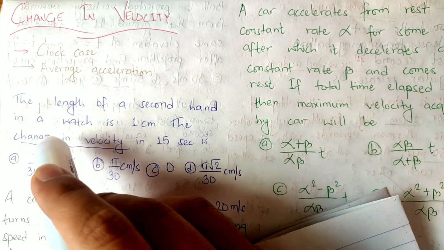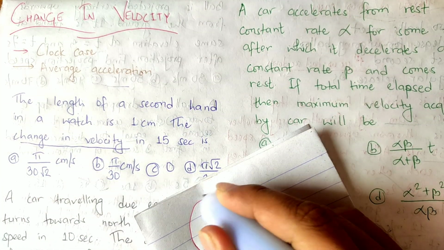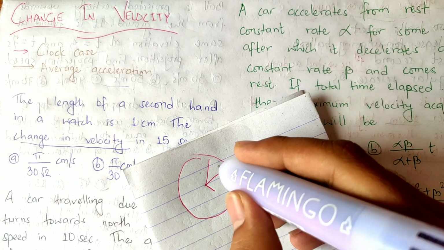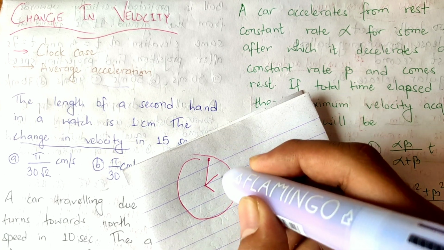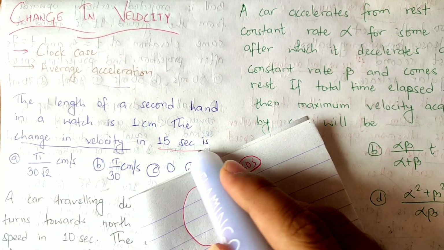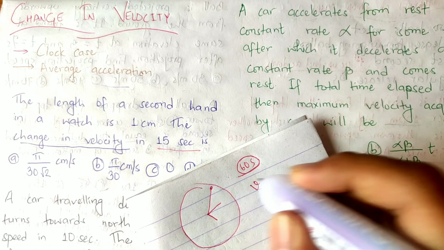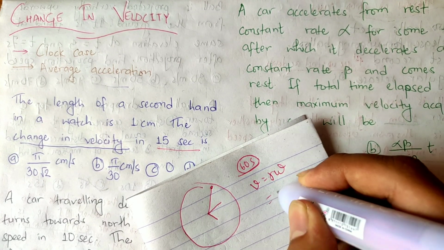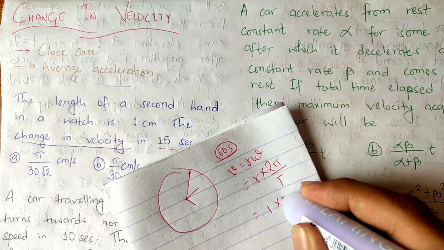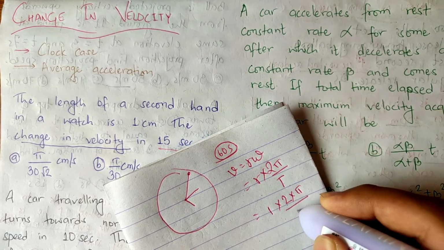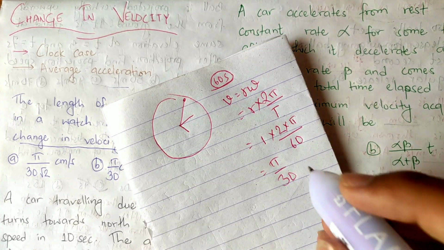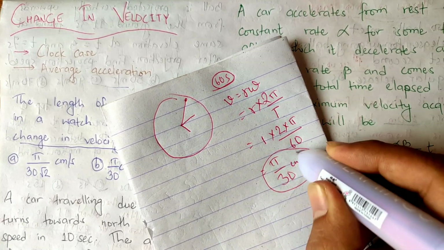The length of a second hand in a watch is 1 centimeter. In a watch there are hour, minute and second hands. The second hand is the longest and its time period is 60 seconds. Find the change in velocity in 15 seconds. First of all we have to find the velocity of the second hand. Velocity is equal to r omega, which is r into 2 pi by time period. Radius is 1 centimeter into 2 into pi, and time is 60 seconds. So pi by 30 centimeter per second is the velocity.